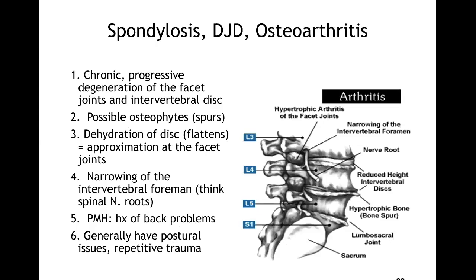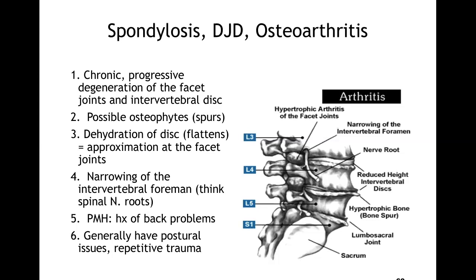Okay, so then we move on to spondylosis, degenerative joint disease, and osteoarthritis. So these are all degenerative diseases, degenerative processes. Spondylosis is basically a degenerative process affecting the vertebral discs and the facet joints that gradually develops with the patient's aging. So these are chronic, progressive degenerations of the facet joints. As you see here in the illustration to the right, there's a lot of degeneration going on here.